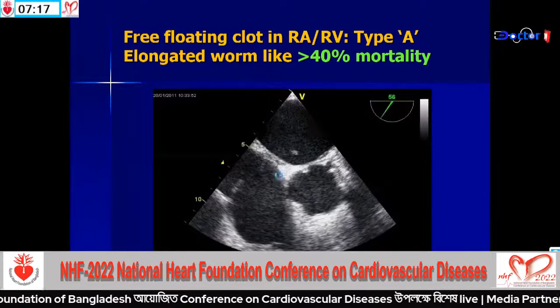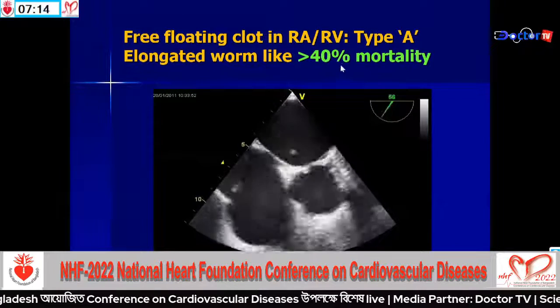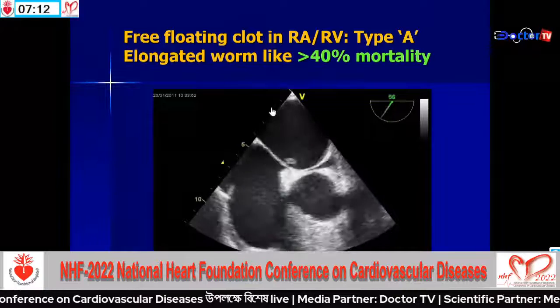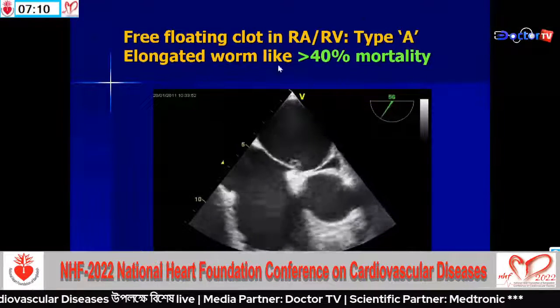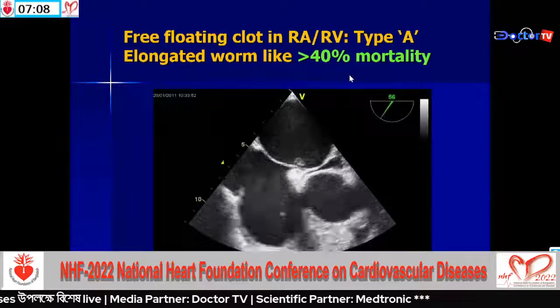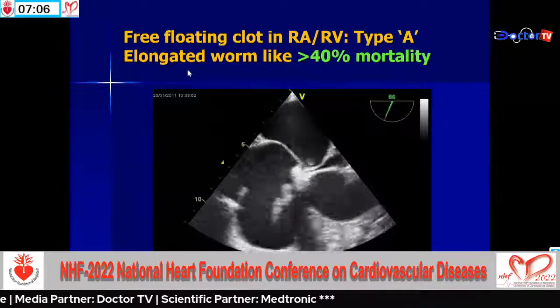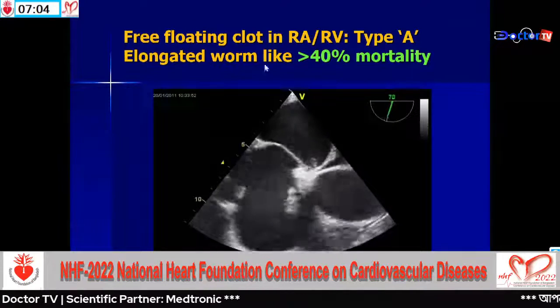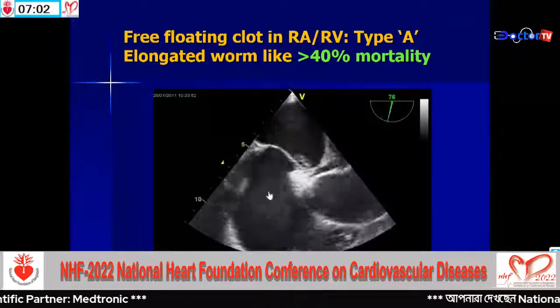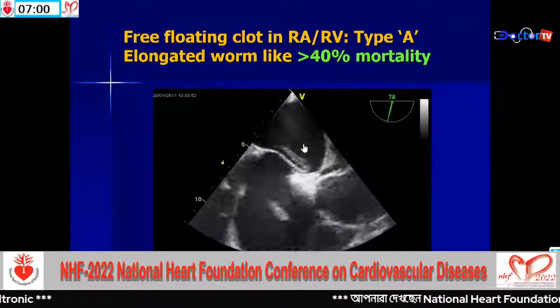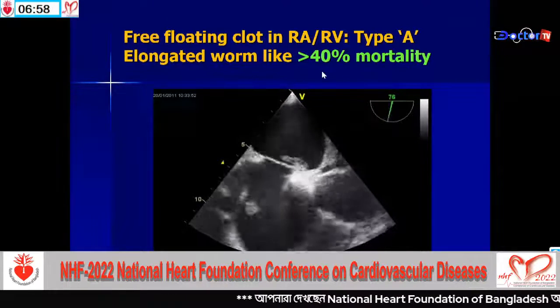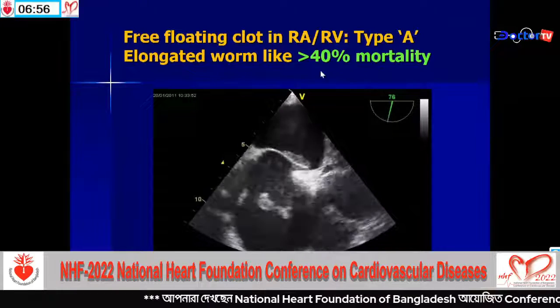Now, most of you have seen a free floating clot in RA and RV, but this is known as the type A clot. The type B is usually stuck in the right atrium and the ventricles, and this is elongated, worm-like, and it is believed that their origin is from the deep veins in the legs, and they cause a significant, more than 40% mortality.